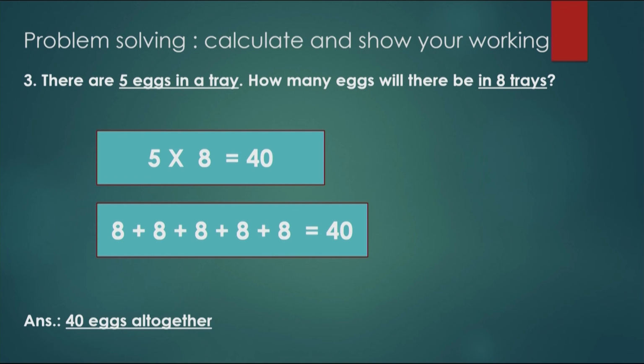Number three, there are 5 eggs in a tray. How many eggs will there be in 8 trays? Did you try by writing 5 multiplied by 8 equals 40? Or did you try 8 add 8 add 8 add 8 add 8 equals 40? 8 was added 5 times. Your answer is 40 eggs altogether.